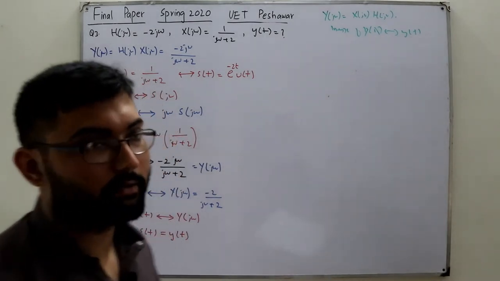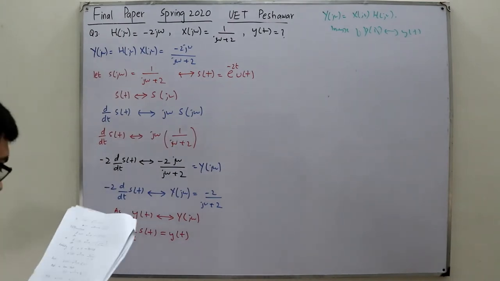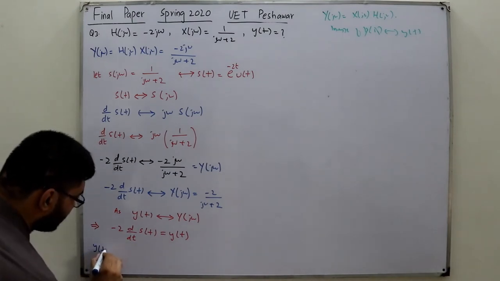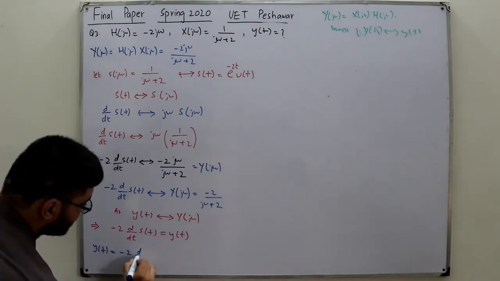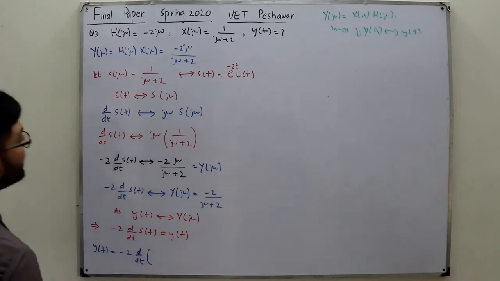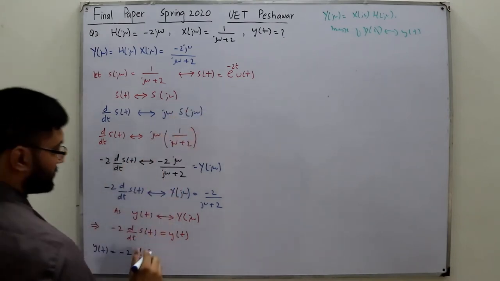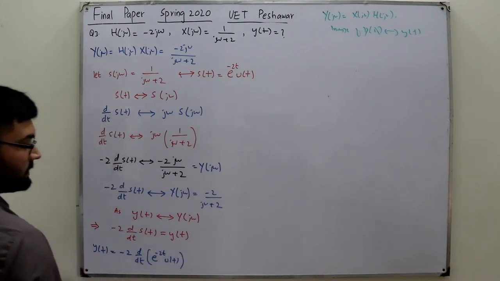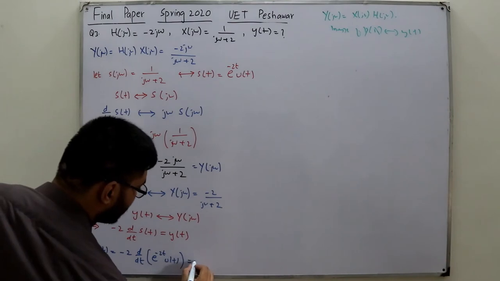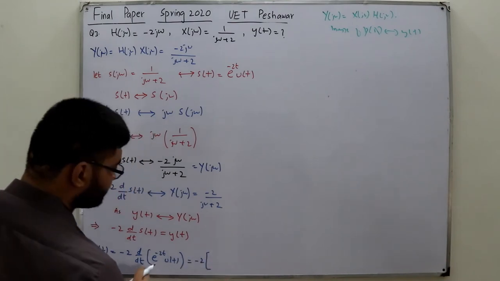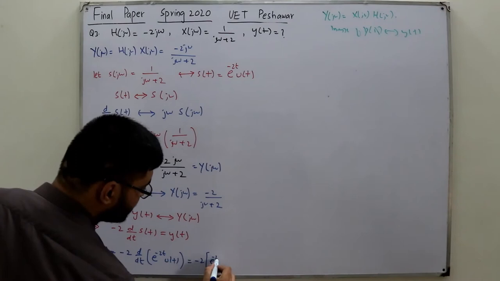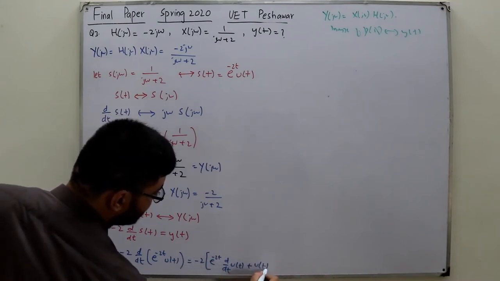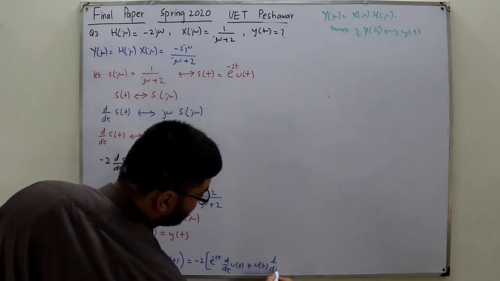I've reached it. If I've not got it, at least I've reached it. So let's do it. y of t is negative 2 times the derivative of s of t, and s of t is exponential of negative 2t u of t. So you have two functions over here, and you know how to do this. Negative 2 is already here, so you take the first thing outside and take the derivative of the second, then you take the second outside and take the derivative of the first.